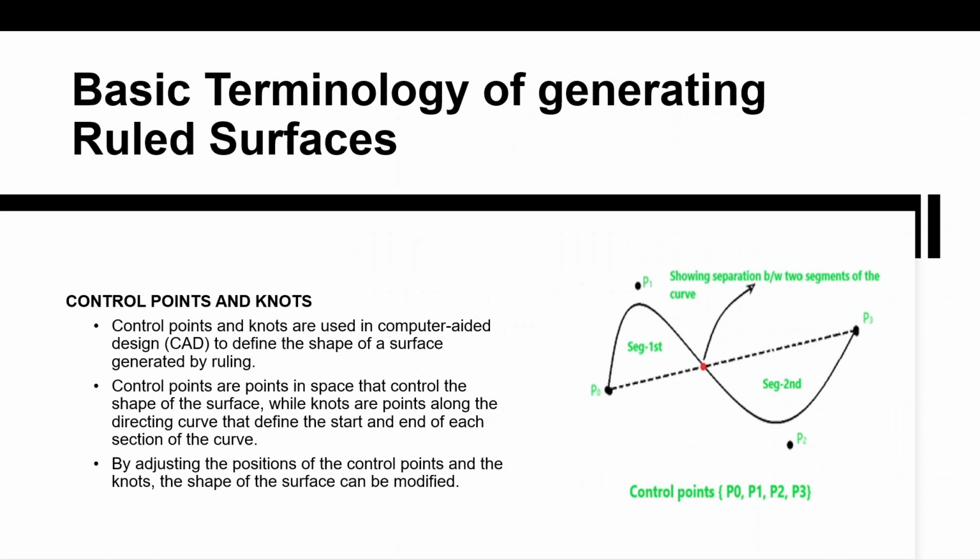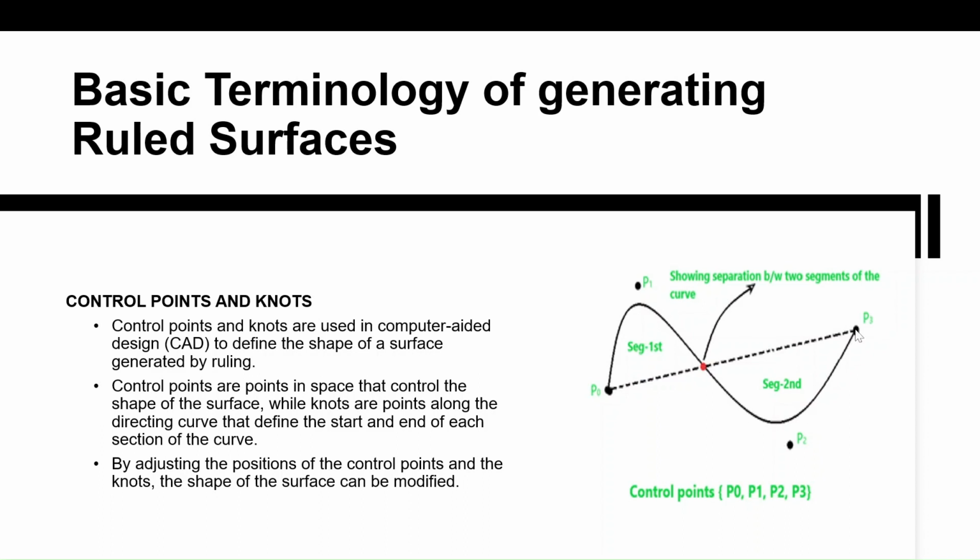And coming to control points and nodes, they are used in computer aided design to define the shape of a surface generated by ruling. And these points control the shape of the ruled surface. So basically, control points are the points that are used to define the change in the shape of the curve. So if you see this figure located on the right, P0, P1, P2, P3 represent different control points because here the shape of the curve is changing a little, and it's changing here again and it's changing here.